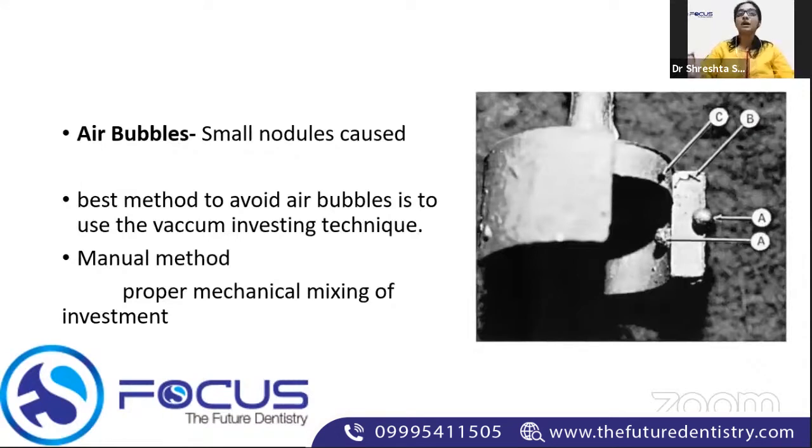So what are basically air bubbles? Air bubbles are small nodules. The best way to avoid an air bubble is to ideally have a vacuum investing technique, where you do it in vacuum so you can eliminate air bubbles. Of course, when you're using a manual method, you should have proper mechanical mixing. If possible, have a vibrator which will eliminate all the air bubbles, and then go for a proper investment technique. In this picture, A are air bubbles. The number A which is noted, that is an air bubble. You can see it here.